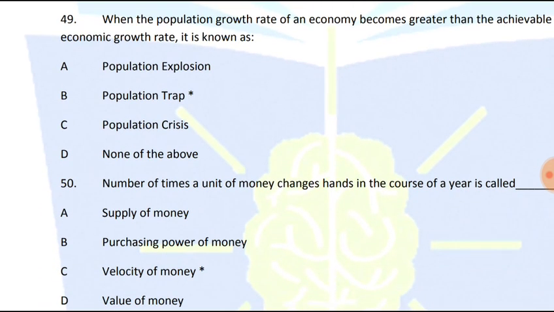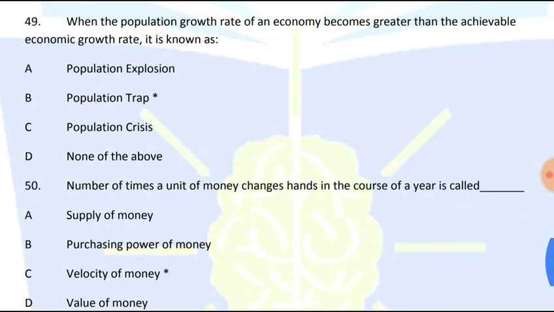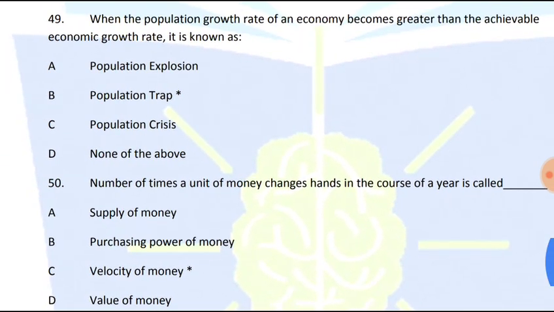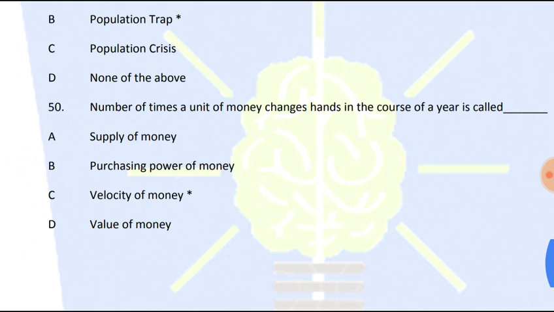The next one is, when the population growth rate of an economy becomes greater than the achievable economic growth rate, it is known as population trap. And today's last question is, the number of times a unit of money changes hands in the course of a year is called velocity of money.